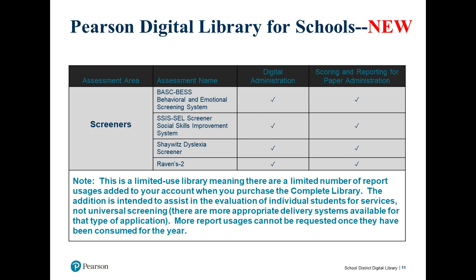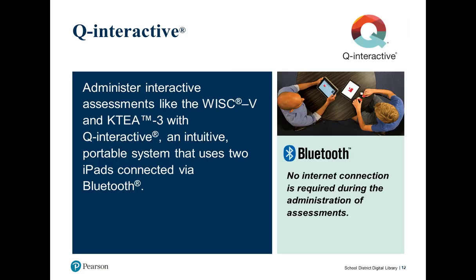However, the number of usages is equal to the number of IEPs in the school district. The reason for this is that Q Global really isn't intended to be used for universal screening. We do have better technology, better platforms, better options available for school-wide universal screening. However, we did receive feedback that clinicians wanted to have access to these measures to assist in the evaluation process. And the Q Global platform does allow for digital administration, scoring, and reporting for these screeners you see.